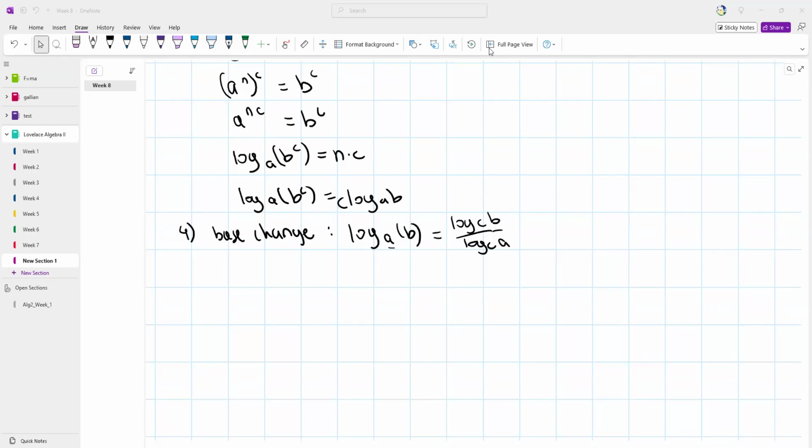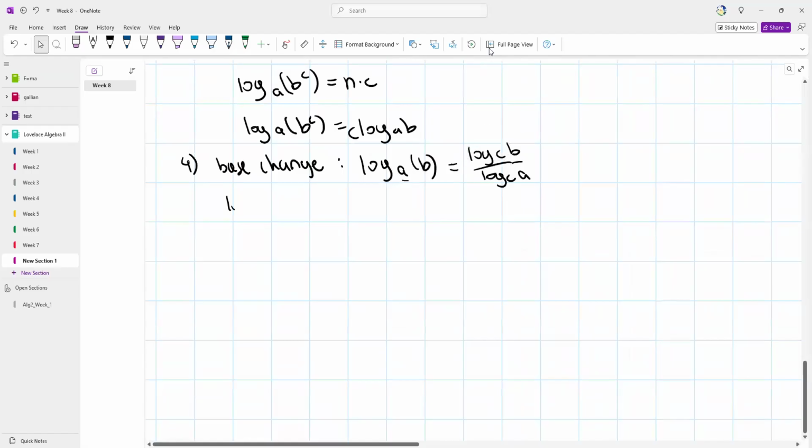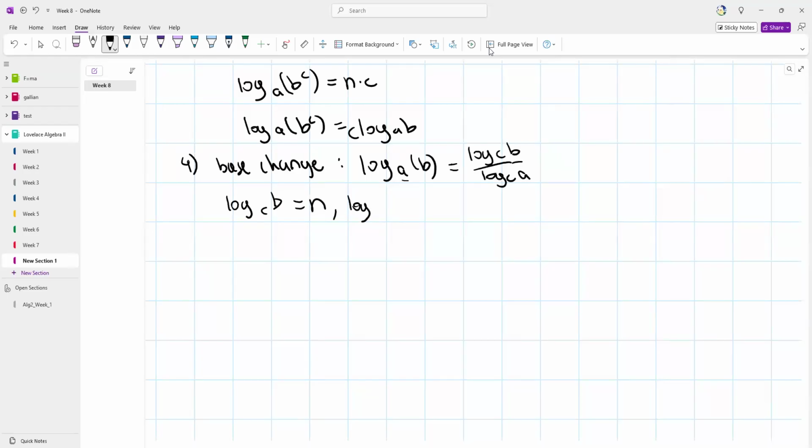Okay, so we can basically use the same rule. Let's write log c of b is equal to n, and log c of a is equal to m. So by using the definition of a log, we get c to the power of n is equal to b, and c to the power of m is equal to a.